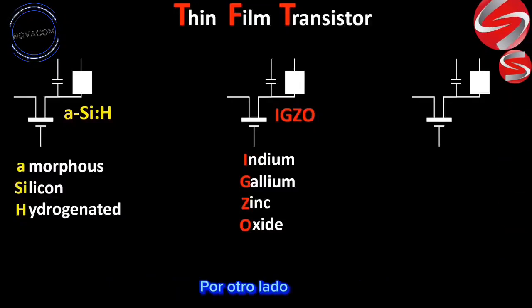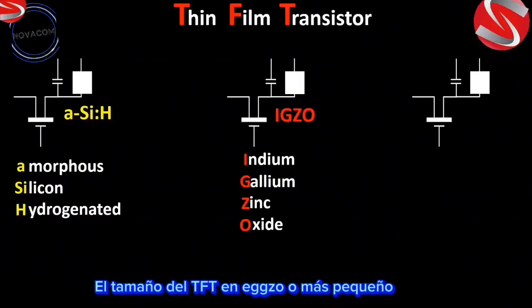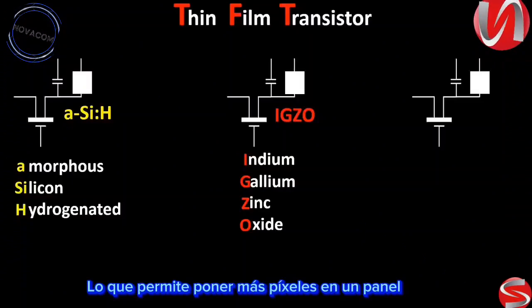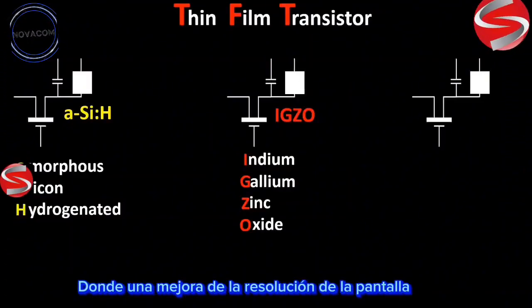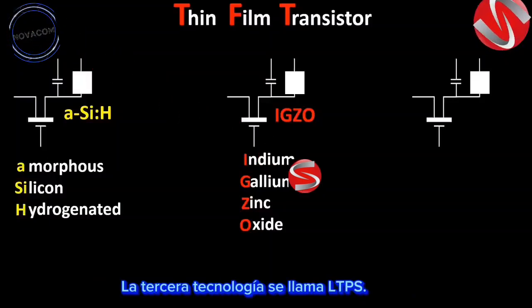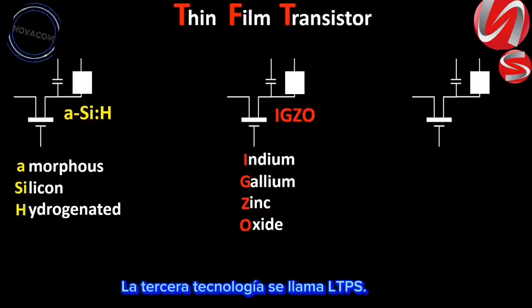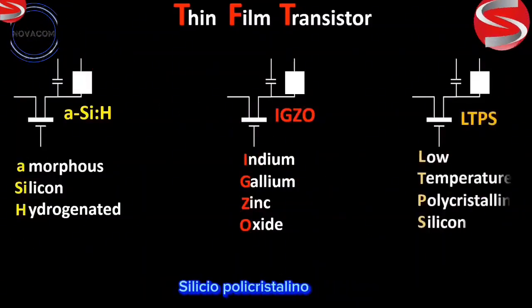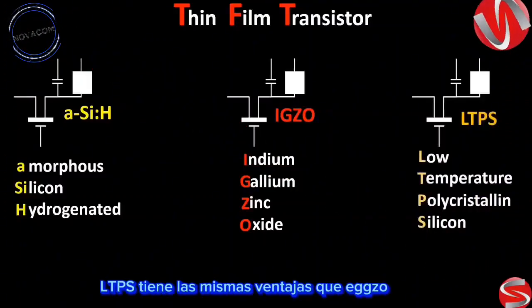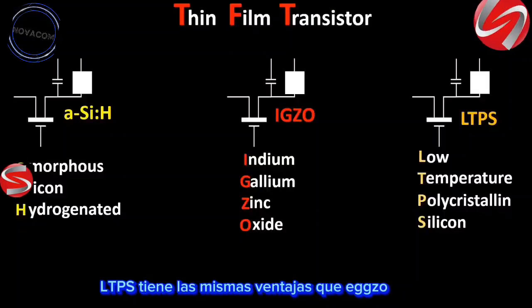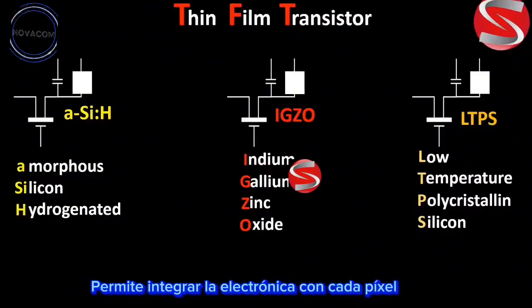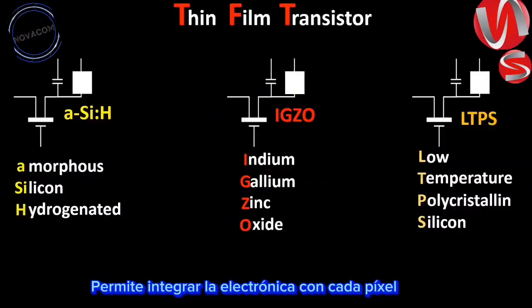On the other hand, the size of the TFT in IGZO are smaller, which allows putting more pixels in a panel, hence an improvement of the display resolution. The third technology is called LTPS, which is the acronym of low temperature polycrystalline silicon. LTPS has the same advantages as IGZO, and in addition it allows integrating the electronics with each pixel.